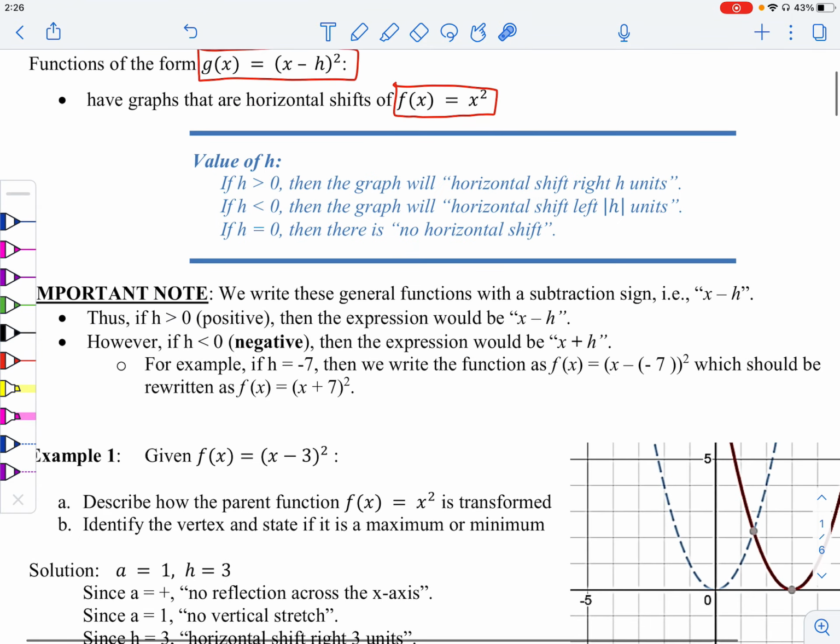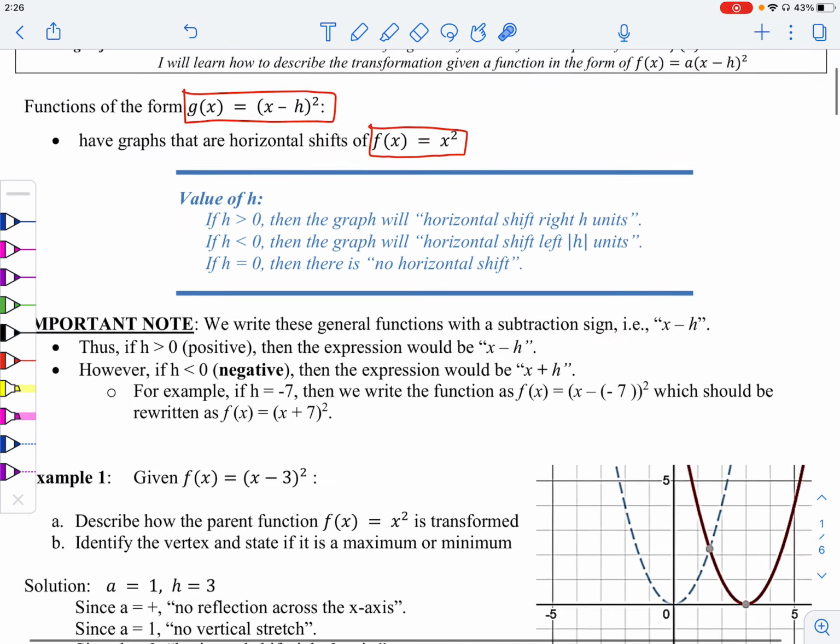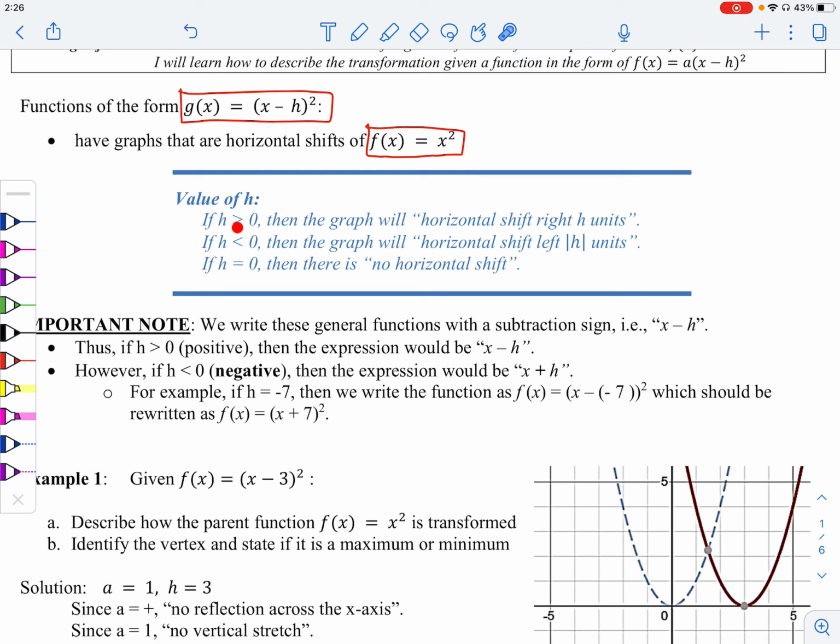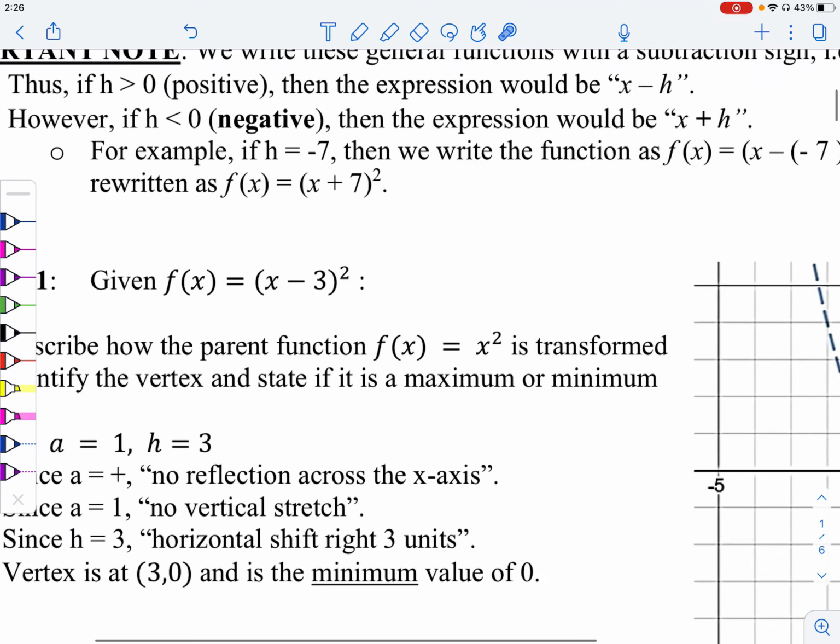Okay, so let's see how we're going to shift this. When our h value is positive, the graph will shift to the right. If the h value is negative, it will shift to the left. If it's 0, then there's no horizontal shift. It does nothing. It stays in the middle, as usual. Okay, so let's see our graph.